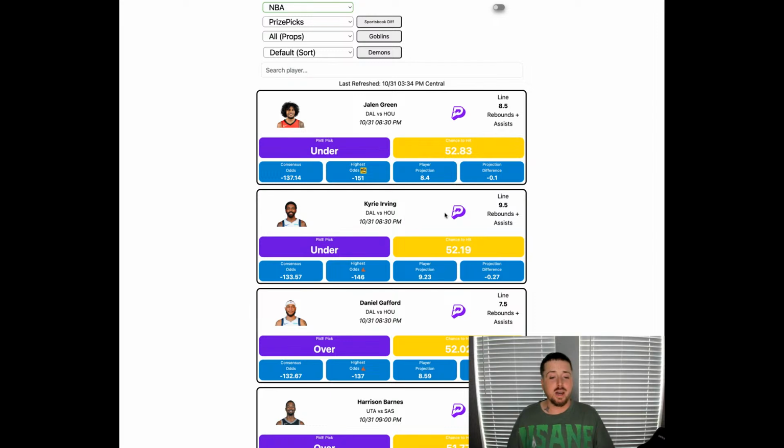Kyrie Irving's rebounds assists is also creeping up, 52.19. So both of them are in play. Just because they're not green doesn't mean you can't play them. Just make sure you have solid chances to hit. You're not playing any reds. You're not playing any low 50s. You don't need to do a 50-point-something. You can just focus on the high 52s and go from there.